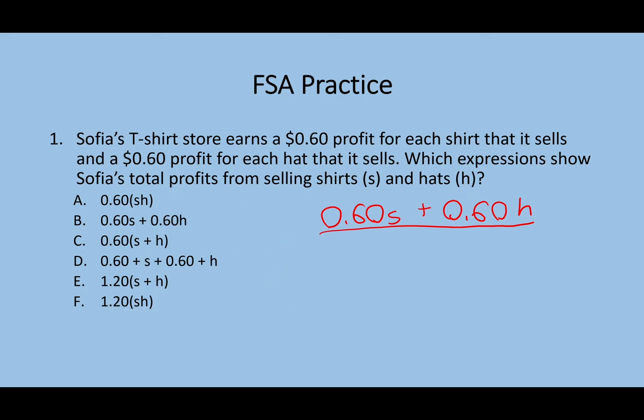Here we go. Let's try out A. If I distribute A, I'm going to multiply 0.60 times everything inside. It's going to be 0.60 times S times 0.60 times H. I see no plus sign. This is just multiplication. So A is going to be wrong.